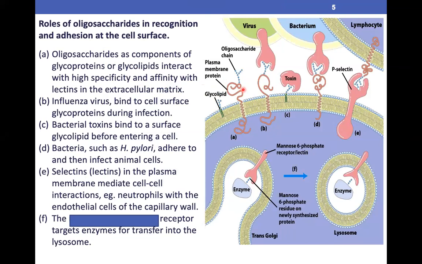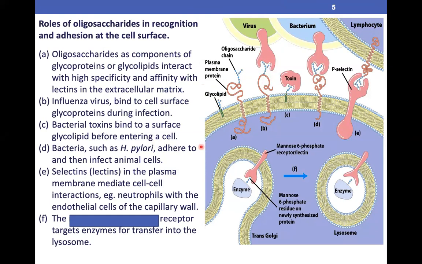Like I told you before, we can have different viruses, we can have different bacteria that use oligosaccharides, which pretty much stick out of our cell for recognition. Again, oligo means few, saccharides means sugar. So I have these little sugars that stick out of my cells and they're used for cell recognition. They just give you a couple examples.